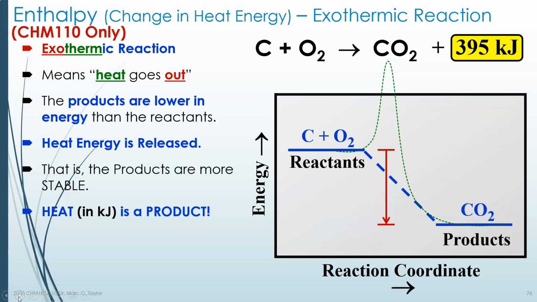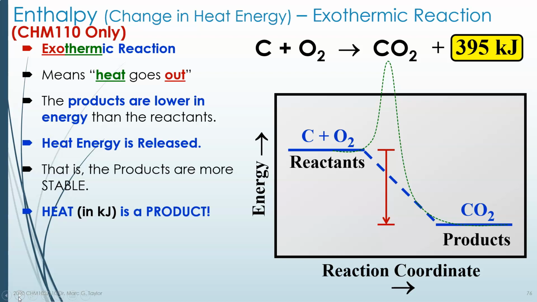If I reacted 1 mole of carbon, that's about 12 grams, with 1 mole of oxygen gas, that's about 32 grams, I'll produce 1 mole of carbon dioxide gas, that's about 44 grams, plus 395,000 joules, 395 kilojoules. This is a lot of energy. This is why we burn things like coal. Coal is mostly pure carbon, and we burn carbon to make heat energy.